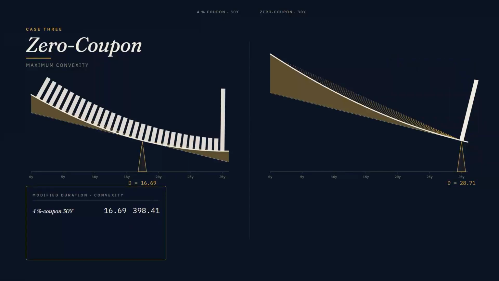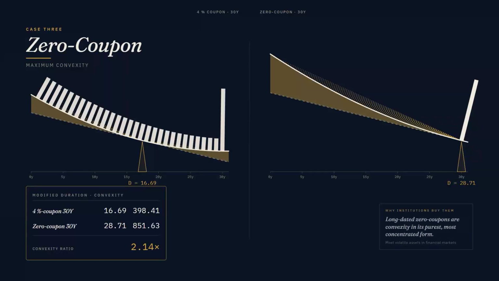Our 4% 30-year had a modified duration of 16.69 and a convexity of 398. A zero-coupon 30-year, same maturity, no intermediate coupons, has a modified duration of 28.71 and a convexity of 851. More than double the second moment of the regular coupon bond. Zero-coupon bonds are how big institutions buy convexity in its purest, most concentrated form, which is also why a long-dated zero-coupon bond is one of the most volatile assets that exist anywhere in financial markets.